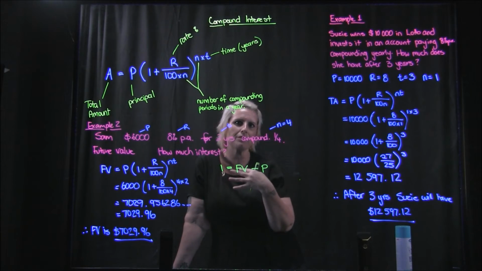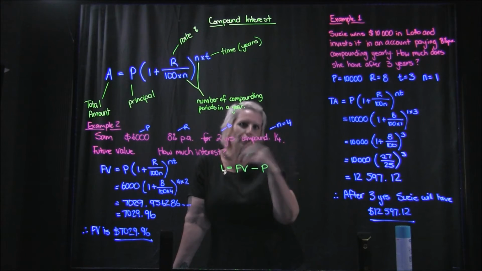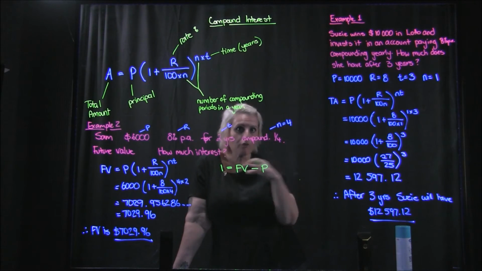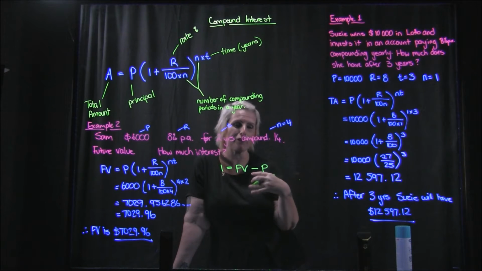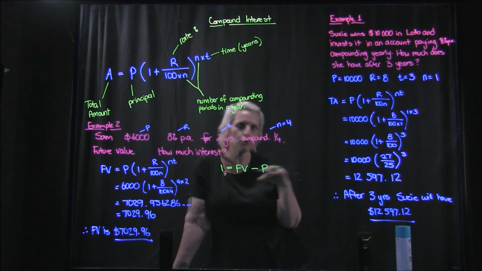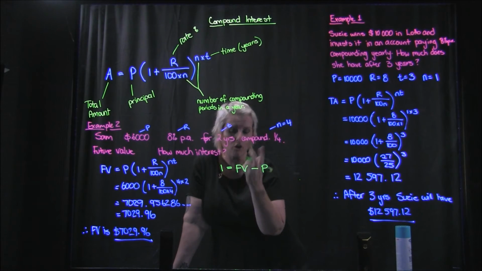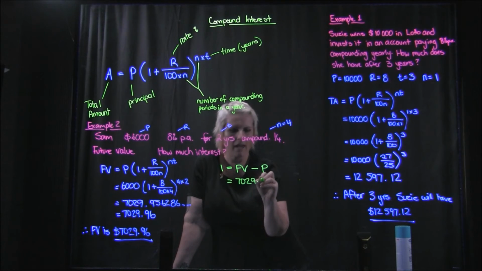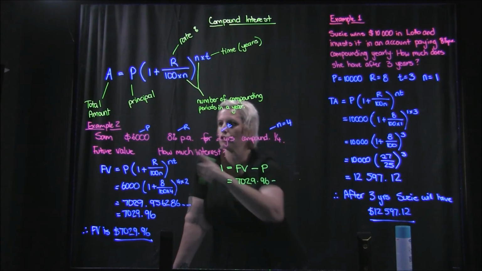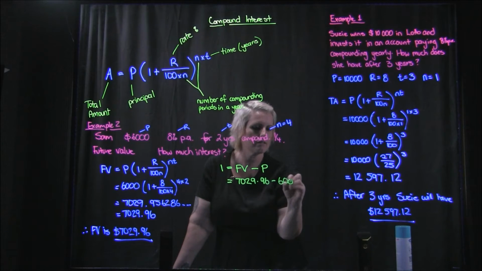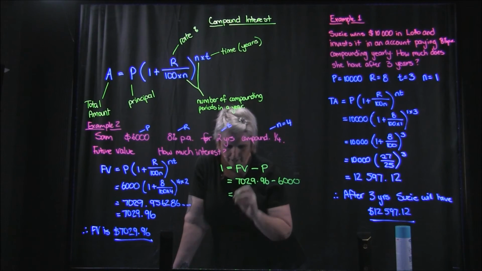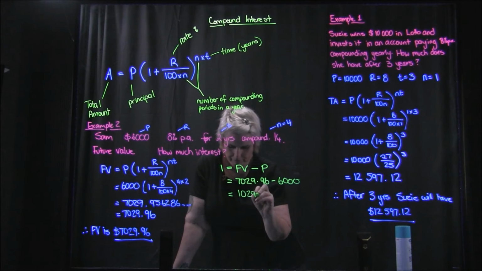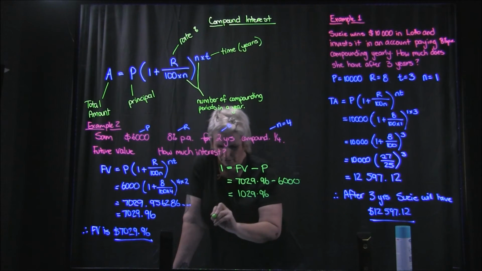So remember, when you get that total amount, that future value, part of that money is your original investment. So the idea is that you actually make money, that you don't lose any of your principal, you just add to it. So to find the interest that you've added, we just take the principal from that future value. So if we've got 7,029.96, and we take our original principal of 6,000, we end up with 1,029 and 96 cents.